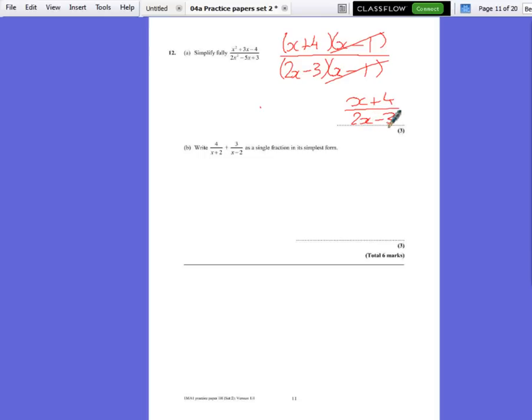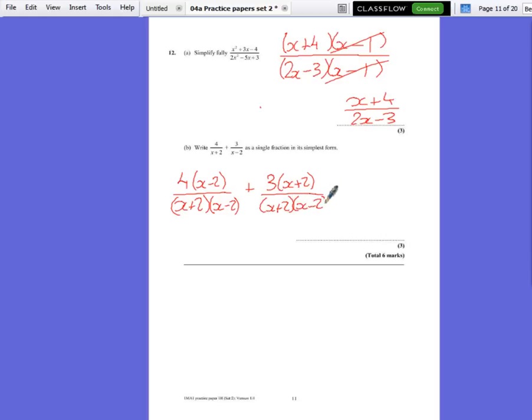He says, write 4 over x plus 2 plus 3 over x minus 2 as a single fraction in its simplest form. Well, to add fractions we need a common denominator, so if we multiply the top and bottom of the first one by x minus 2, we would get a common denominator of x plus 2, x minus 2, and then multiply the top and bottom of the second fraction by x plus 2. So we have 3 brackets, x plus 2, and then we have that same common denominator, x plus 2, x minus 2.